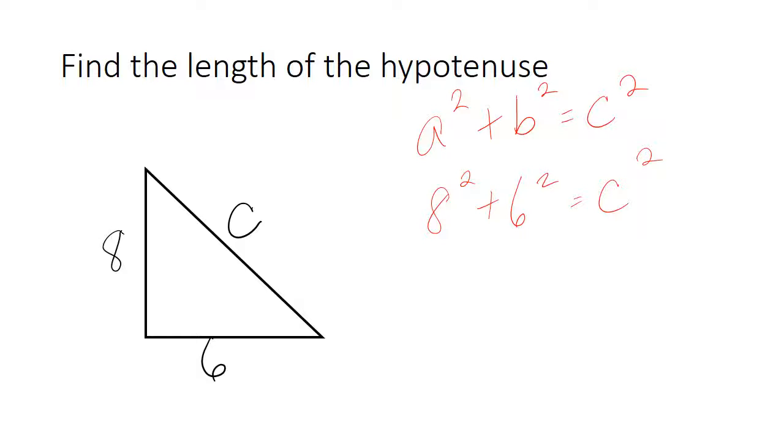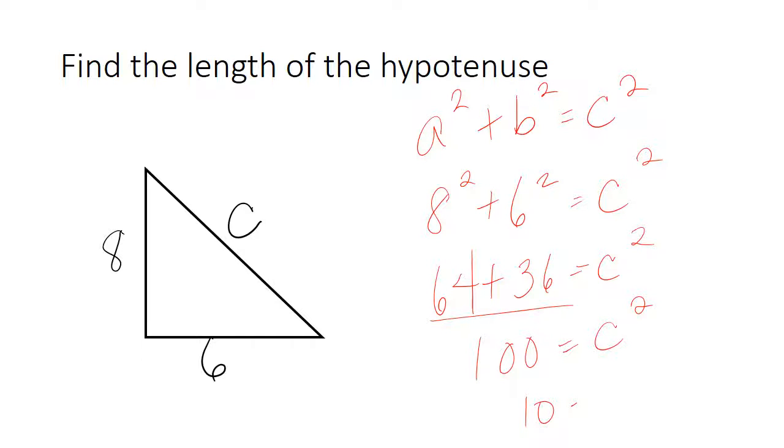8 times 8 is 64. 6 times 6 is 36. Going to go ahead and combine those. 64 and 36 is 100. Now 100 is a perfect square, so the square root of c squared is c, and the square root of 100 is 10. So c is equal to 10.